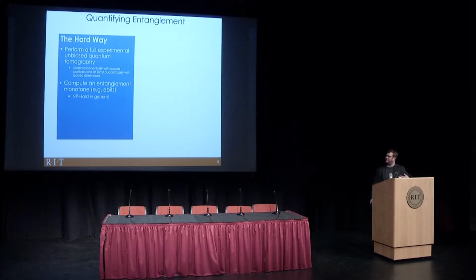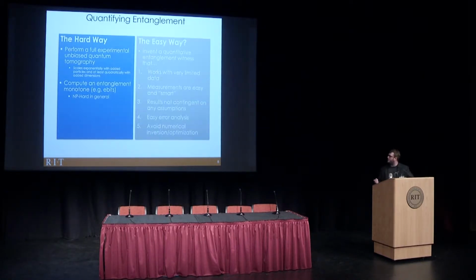So, restating that slide, there's a hard way to quantify entanglement. Do a full unbiased quantum tomography in your laboratory. It's hard enough in these large dimensions. And then once you've done that, you get the nice task of computing one of these entanglement monotones, which is NP-hard in general. So hopefully, we can come up with an easier way.